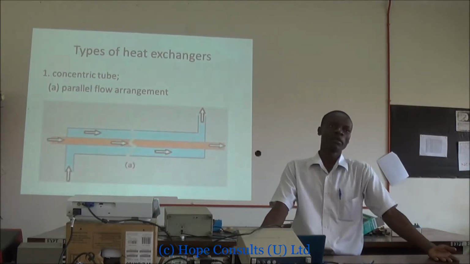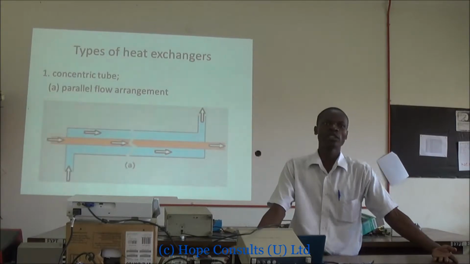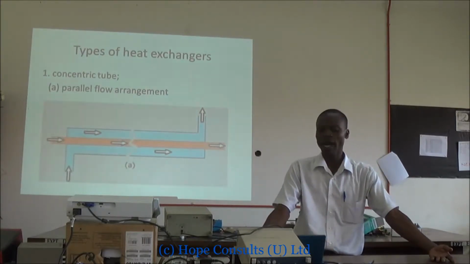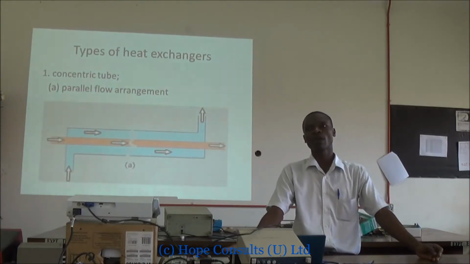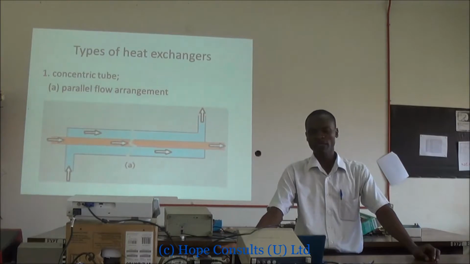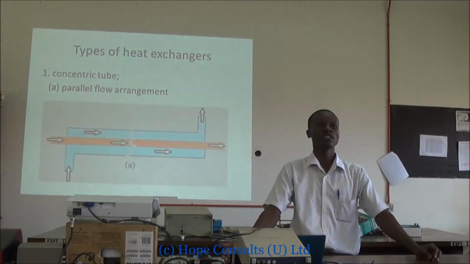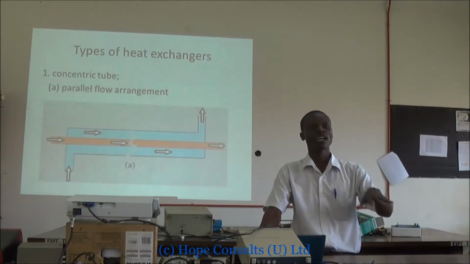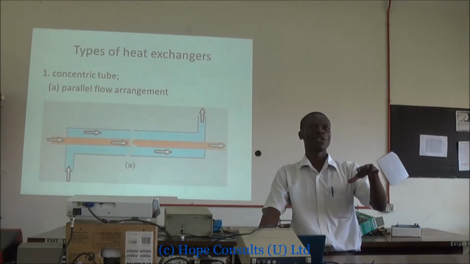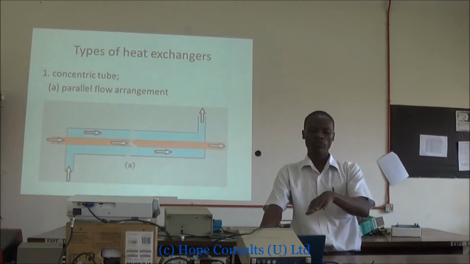Just warm up maybe a fluid and use temperatures which are not high. But if you want higher temperatures in the operation, for example if you're working in the food industry, whereby the processing of some foodstuffs needs high temperatures, you have to go for the counter flow. But there are those that need low temperatures, so you have to go for the parallel flow.